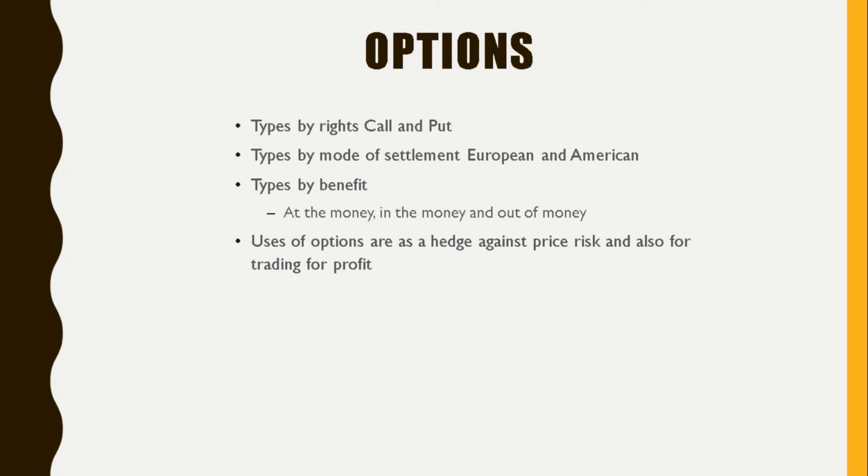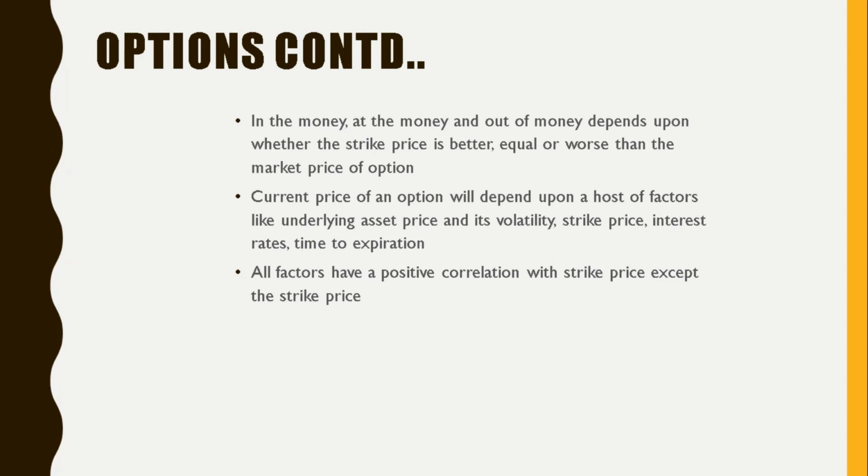Now, options. Types by rights: call and put. Types by modes of settlement: European and American. Types by benefit: at the money, in the money and out of the money. Uses of options are hedge against price risk and also for trading for profit. In the money, at the money and out of the money depends upon whether the strike price is better, equal or worse than the market price of the option.